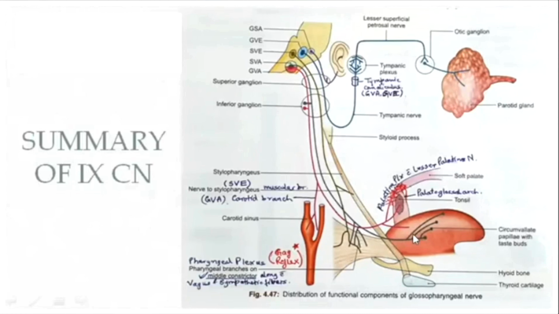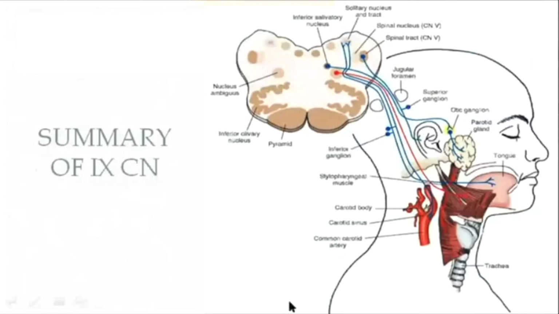Then the special visceral afferent takes sensations from the posterior one third of the tongue, including the circumvallate papillae. They will ascend up, with cell bodies in the inferior ganglion, and will reach the upper portion of the nucleus tractus solitarius. That was the summary here. Same thing they have shown here. This is how the fibers pass through the jugular foramen, and ultimately they innervate all this. This is just a repetition of the same summary I have already discussed.